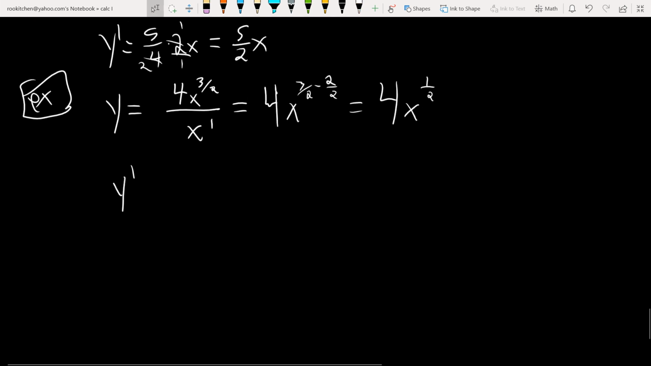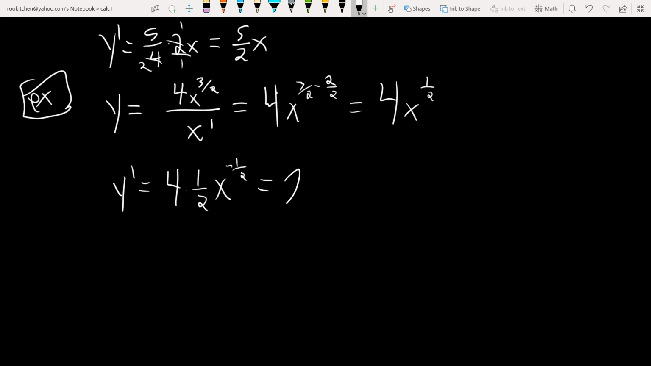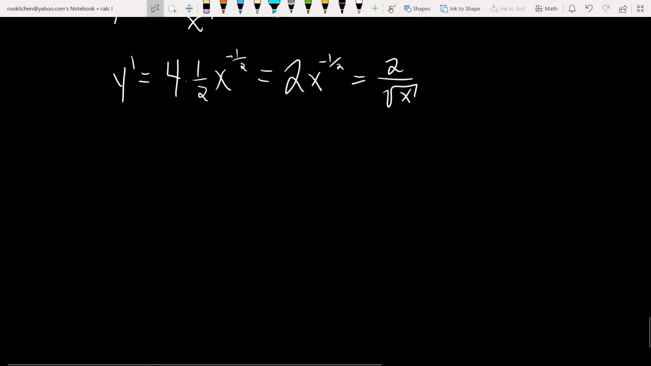So take the derivative y prime. So I have 4, leave the 4 alone, bring the 1/2 down. And then x to the 1/2 minus 1 is negative 1/2. So 4 times 1/2 is 2, x to the negative 1/2. If you want to get rid of that x to the negative 1/2, it's really the same as 2 over x to the 1/2, which is 2 over root x. Okay. So again, do not use the quotient rule unless you have to.